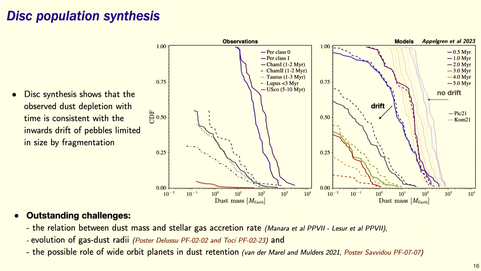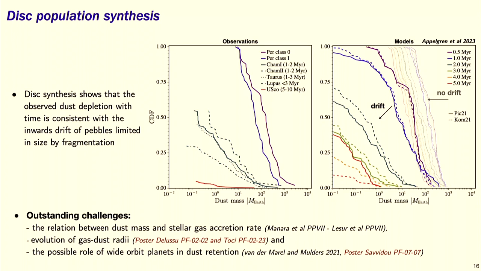This still is a very active field of research with many, many challenges. One is that we still don't really understand the relation between the dust mass in protoplanetary disks and the stellar gas accretion rates. We have a hard time understanding the evolution of gas and dust radii. And an important addendum to this is that there are wide orbit planets that might retain dust in protoplanetary disks. And we also have a poster about that.